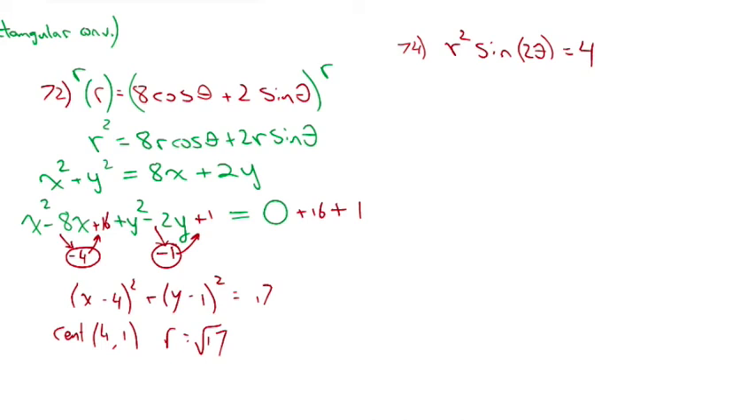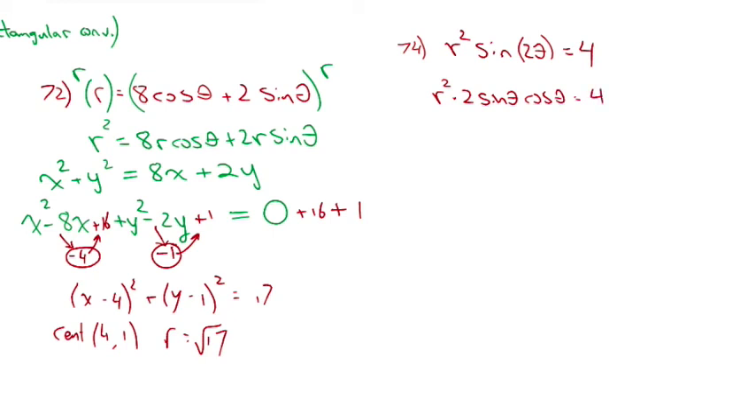Now we have to use that double angle identity for sine of 2 theta. It's sine 2 theta, with a 2 in front of it. So this becomes r squared times 2 sine theta cosine theta is equal to 4.